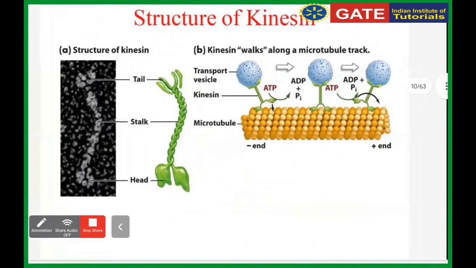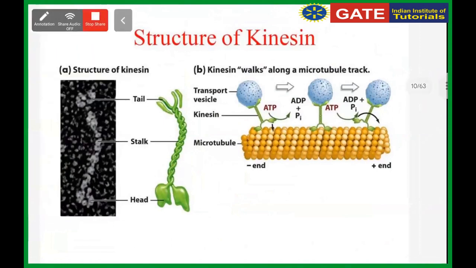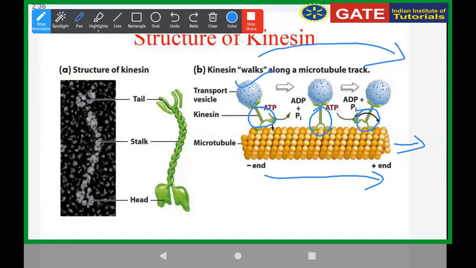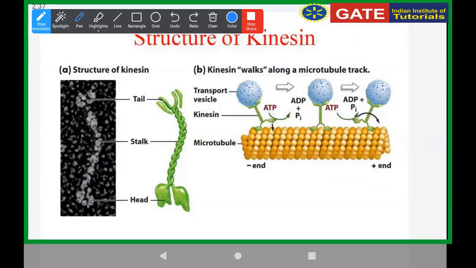to other part. What is the diagram? See here, this is the road. This is the microtubule. On the microtubule, see there are some motor proteins. These motor proteins help to transfer vesicles from one part to other part. So here road is the microtubule, vehicle is the motor protein.